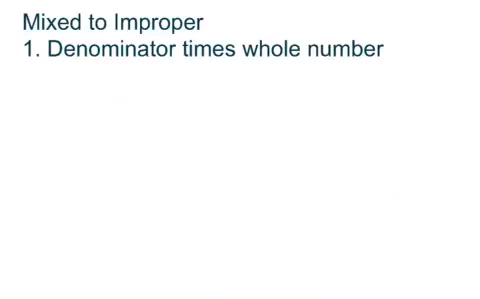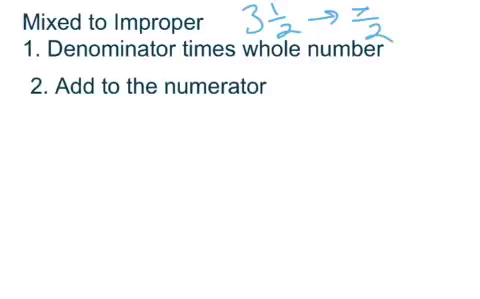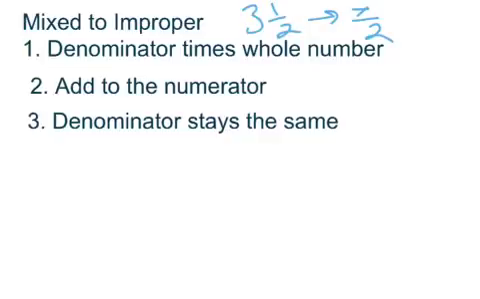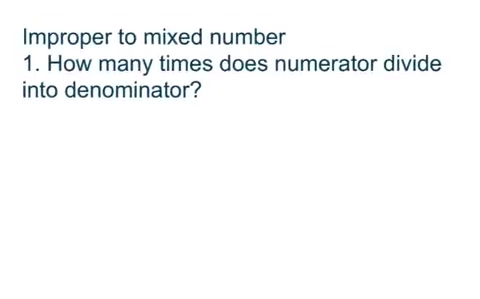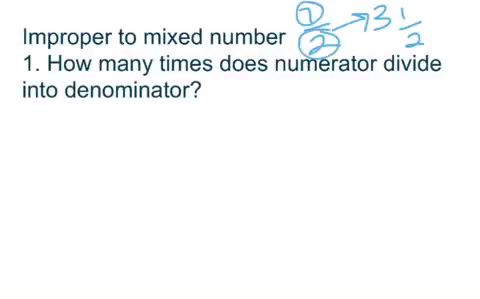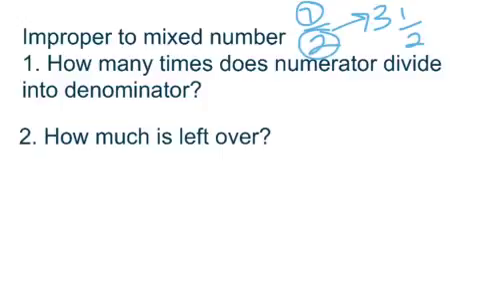Let's go over our key points. Moving from a mixed number to improper, our first step is take our denominator times our whole number, add that to our numerator, and our denominator stays the same. With improper fractions moving to mixed numbers, the first question we want to ask is how many times does our denominator divide into our numerator? Then we ask ourselves how much is left over, and that number becomes our new numerator.